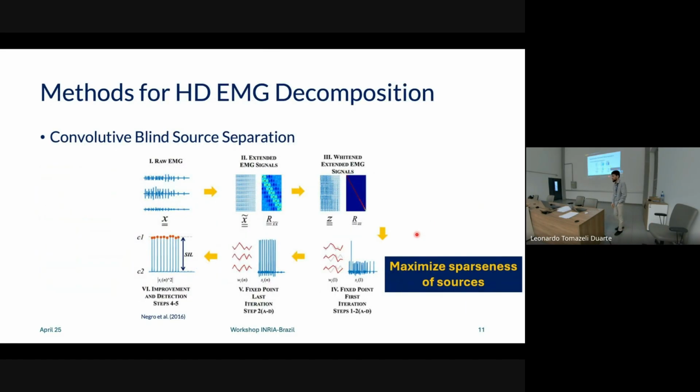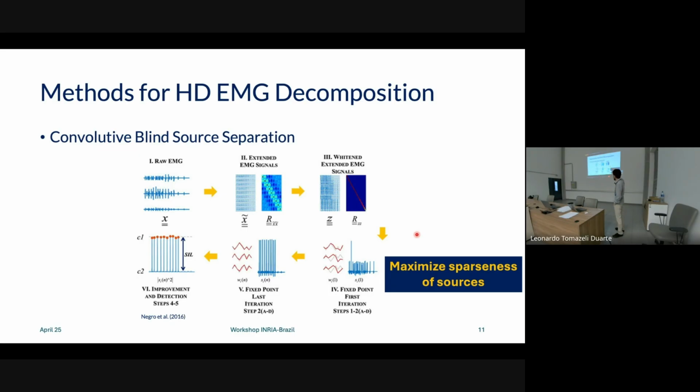And I will enter the methodological part of my presentation, and I will show you a sort of classical method for this problem. One method is based on convolutive blind source separation, where we can record EMG from, let's say, 64 or 128 electrodes. Typically, these are the numbers of electrodes in current systems.